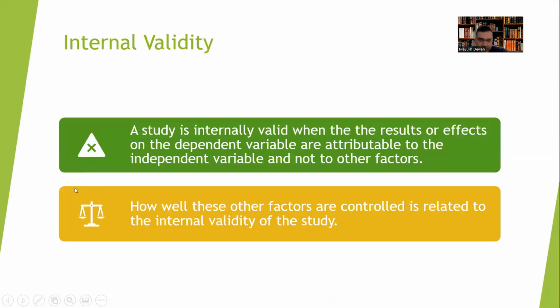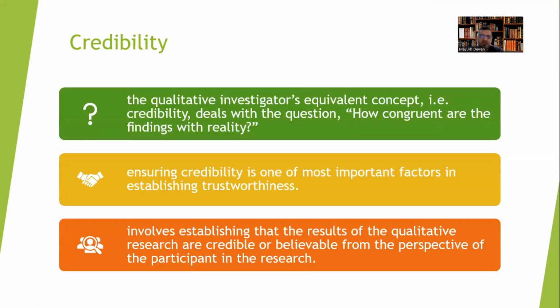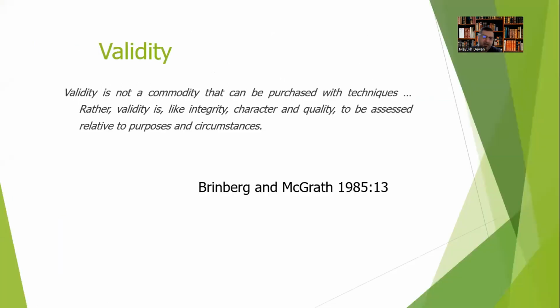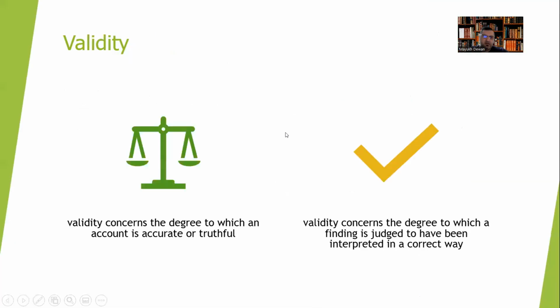Okay, let's go slightly faster now because I need to finish my slides. Internal validity is a study of internally validating what the results are, the effects on the dependent variable. Let's not talk more about qualitative. This is what quantitative people do. They see whether things are credible or not. They talk about validity, whether it is the same answer everywhere in different parts of the world. Validity concerns the degree to which an account is accurate or truthful, and the degree to which a finding is judged to have been interpreted in the correct way.